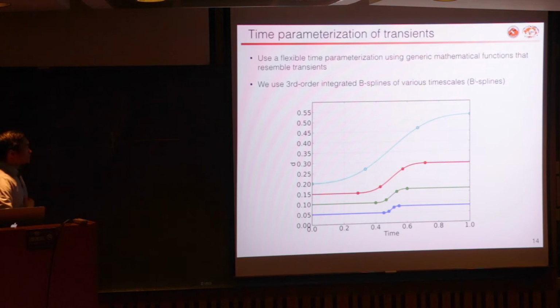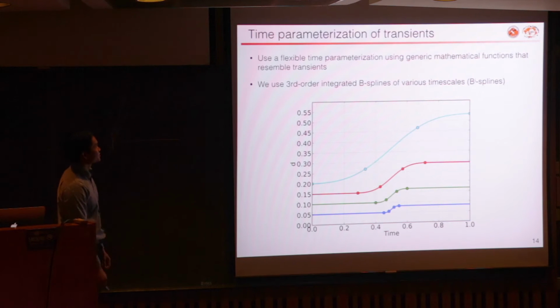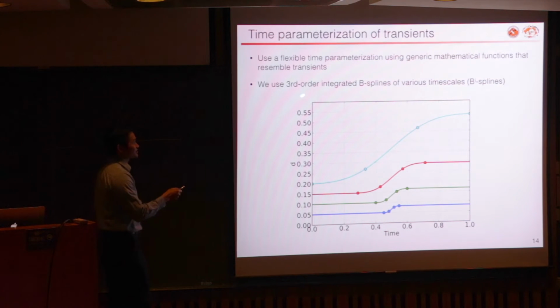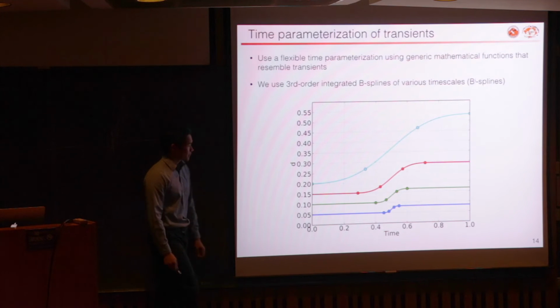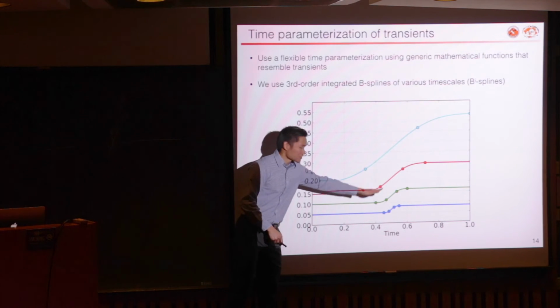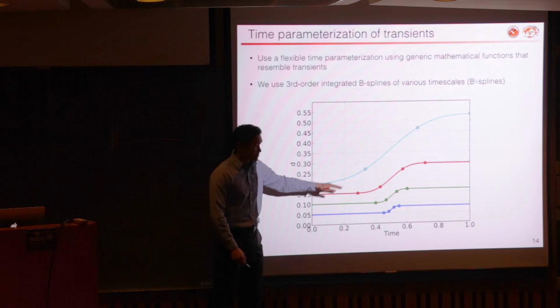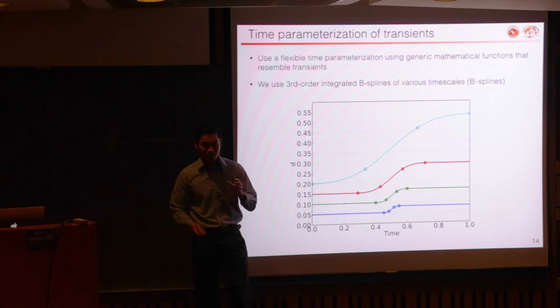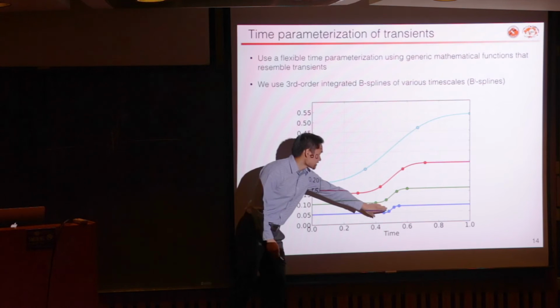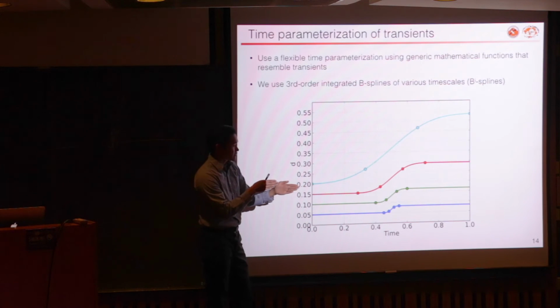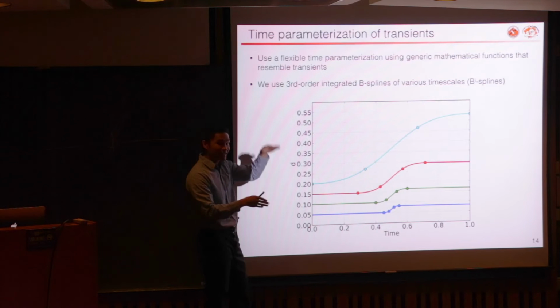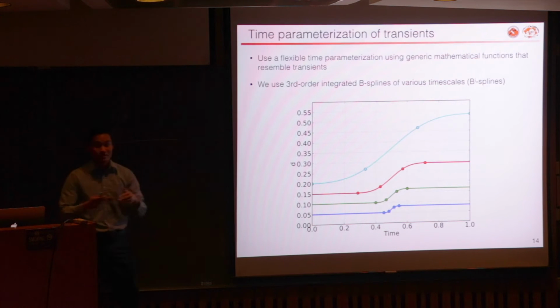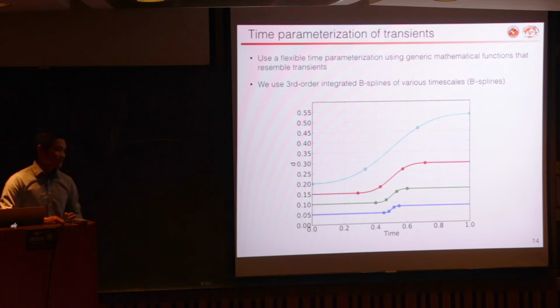So since we don't know what the physical process is, we have to use flexible time parameterization. We can't use something that's based on a model. So what we do is we use these generic mathematical functions that resemble transients. In this case, these are third order integrated B-splines. And if you look at them, they look a lot like the transients of the examples that I showed you. And we can construct these B-splines so that they have any size of duration, and any magnitude. So it can be very flexible in where we put them in terms of reconstructing the signal.